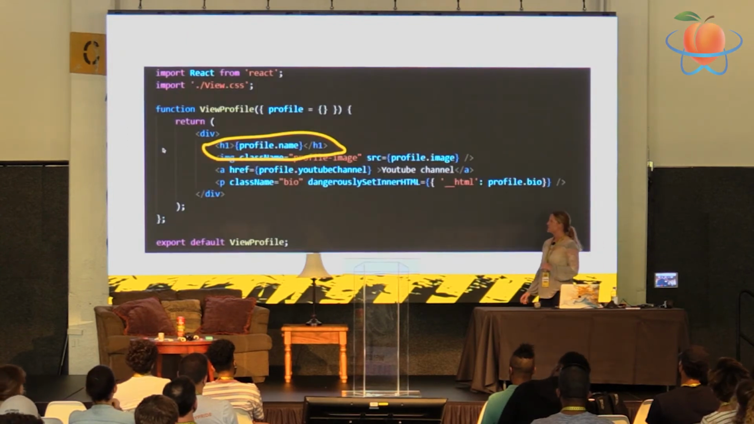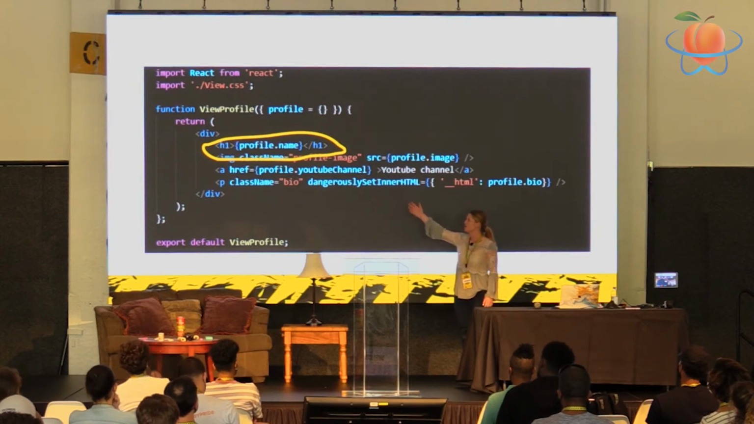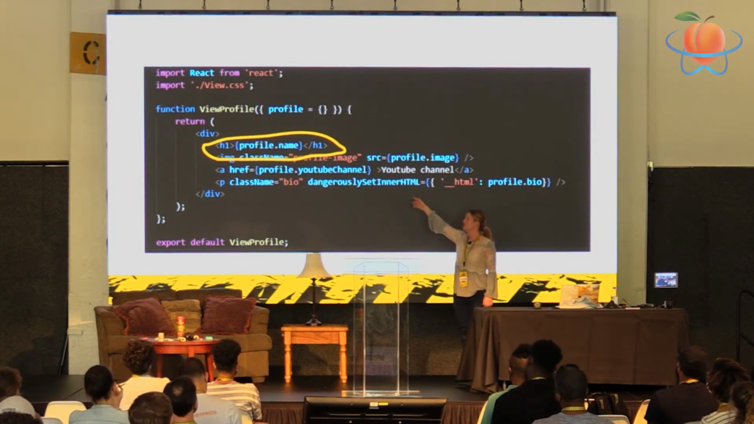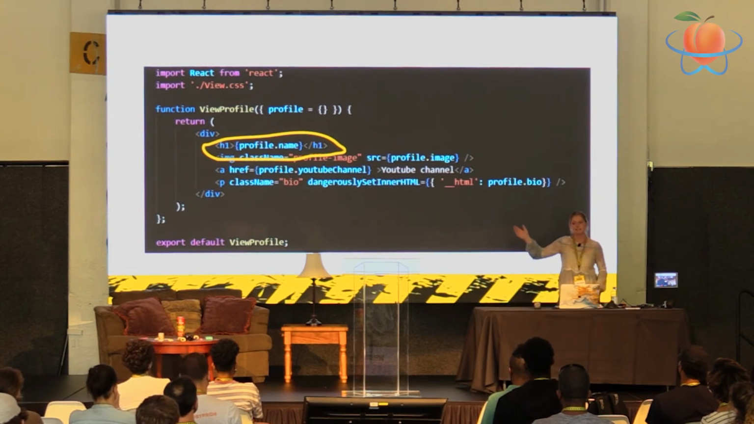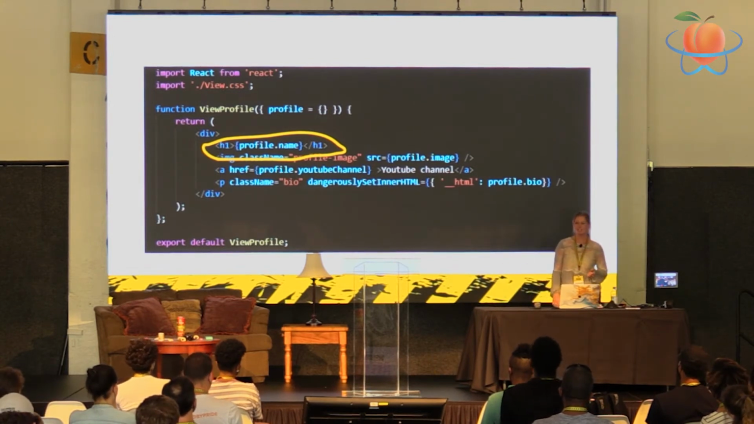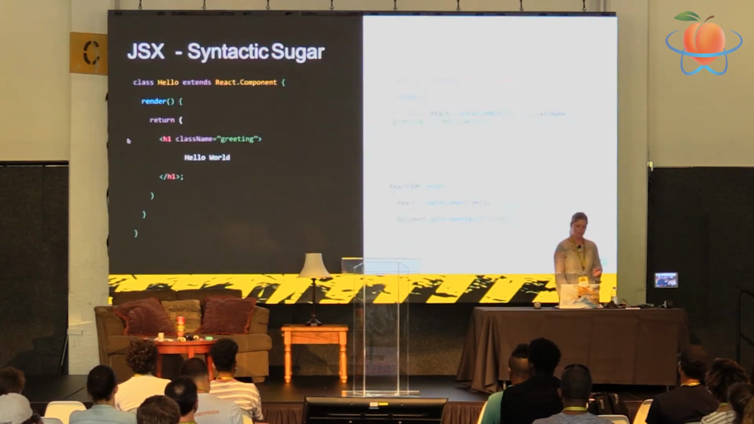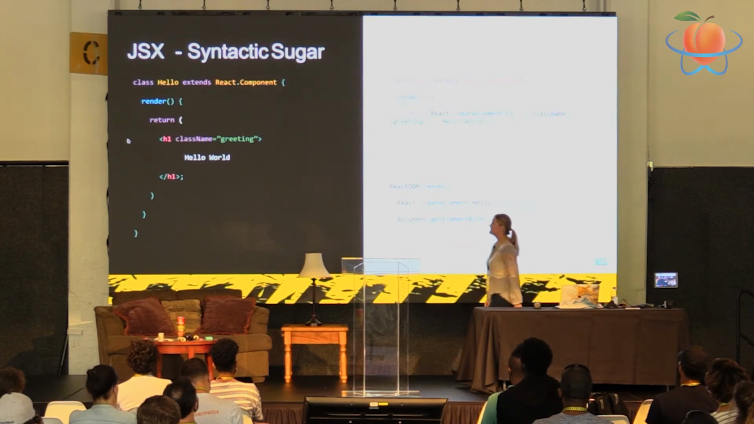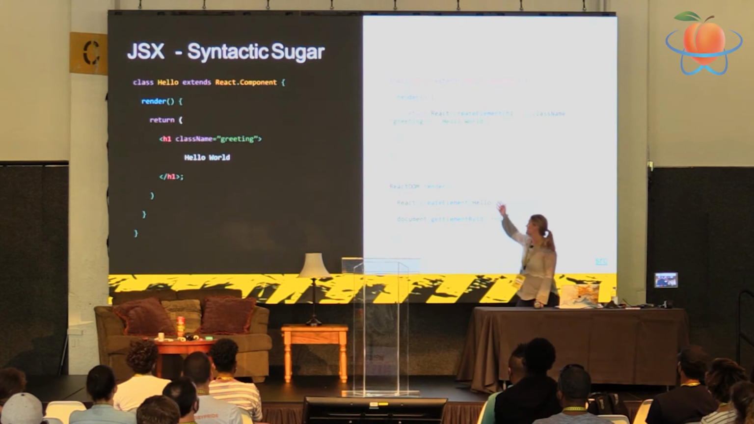This is what the JSX might look like for a simple profile page. You can see there's an H1. The profile name is displayed right there. Behind the scenes, in order to get this JSX to display in your browser, a transpilation process happens. So this JSX is turned into JavaScript, and that looks something like this. Syntactical sugar on the left here, and then the breakdown to vanilla JavaScript.